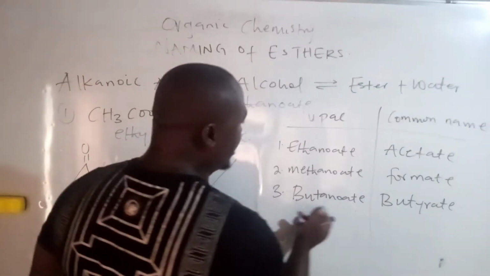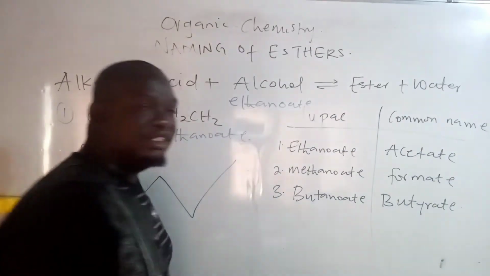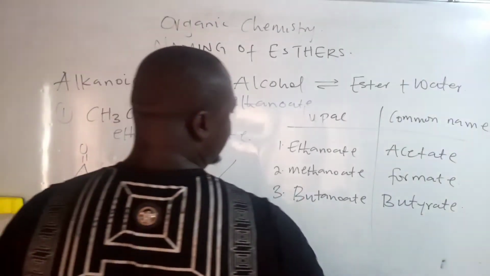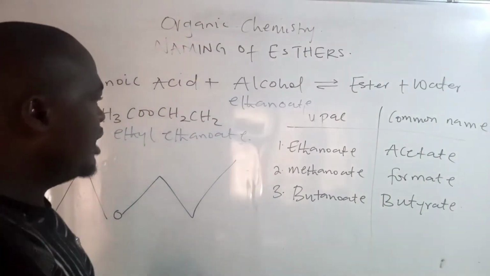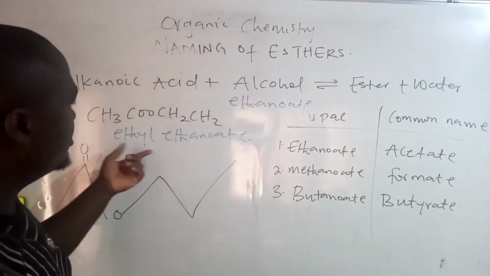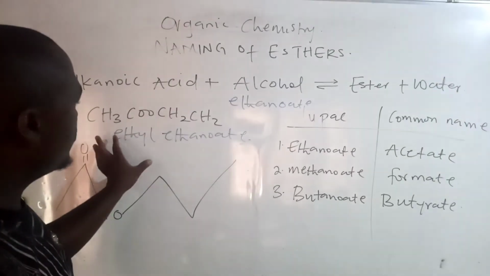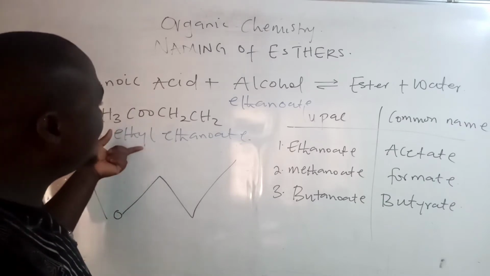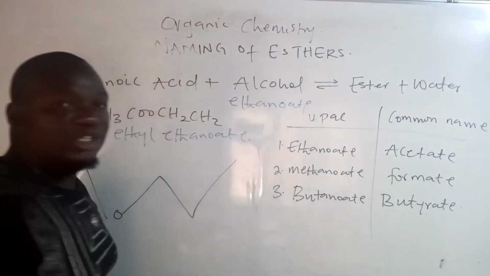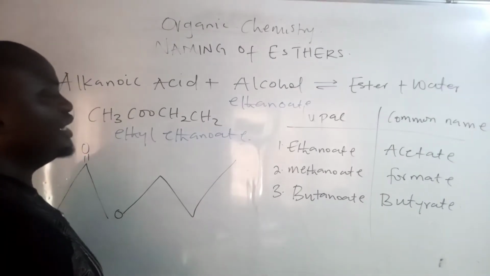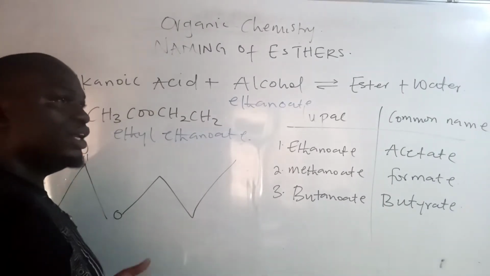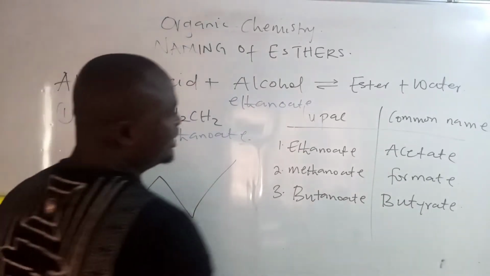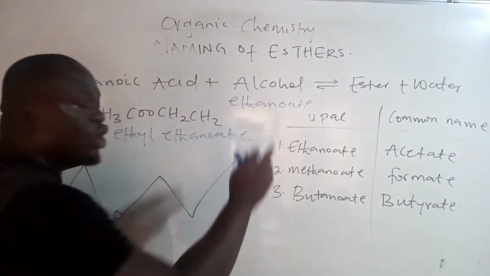Now, this is the butanoate. The common name, you can see it here, is butyrate. So now, the name of this compound is ethyl ethanoate. I can use the common name and call it ethyl acetate. In case you see some place they say ethyl acetate and someone else is saying ethyl ethanoate, you will know that the one referring to this is using the IUPAC name. Ethyl acetate is the common name.